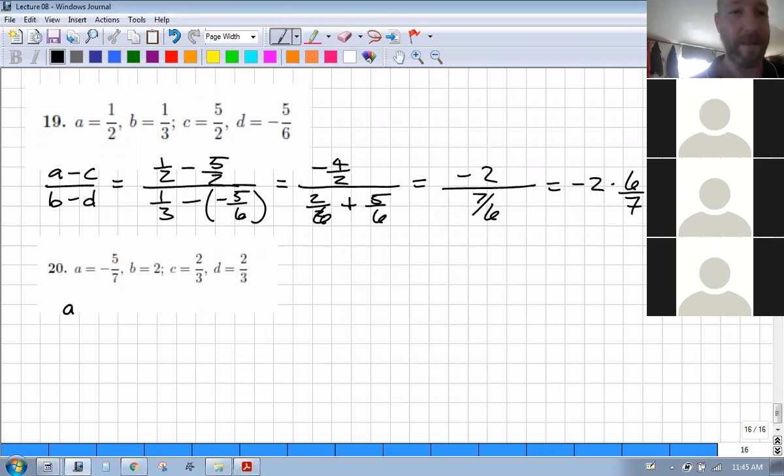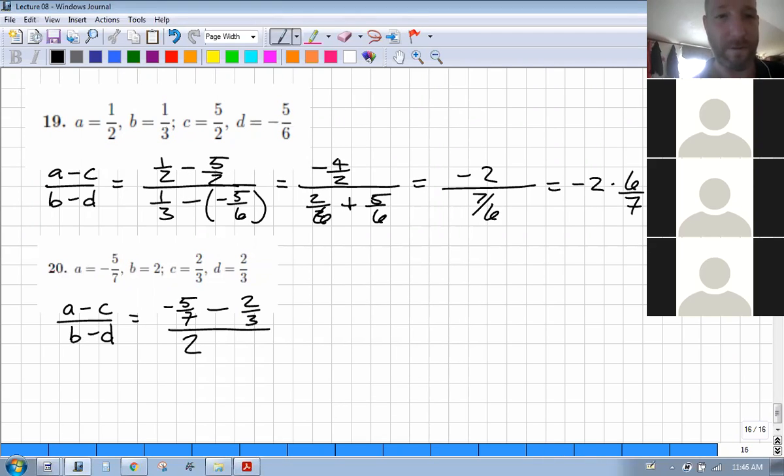We need a minus c over b minus d. A is -5/7. We have a minus sign. C is 2/3. B is 2. Minus sign. D is 2/3. All right, so let's turn this thing into a single fraction over a single fraction.